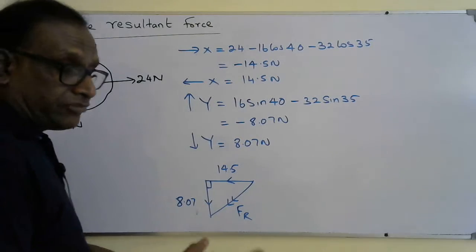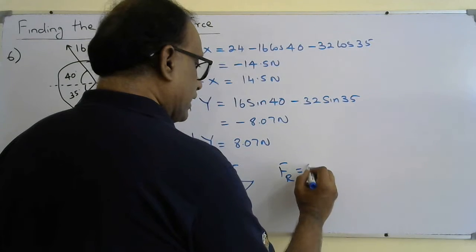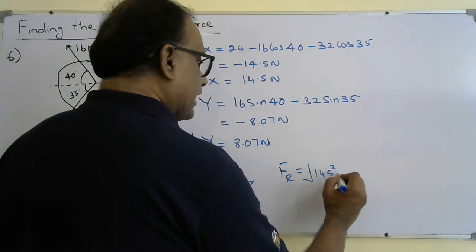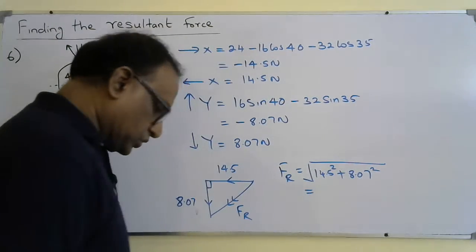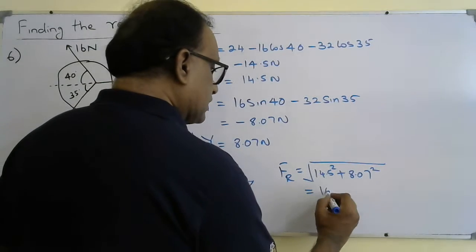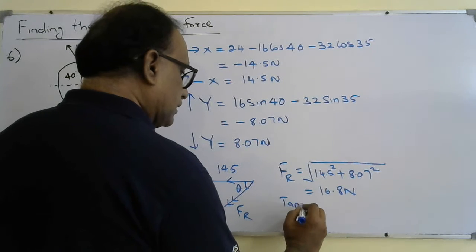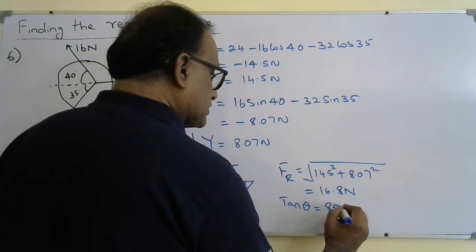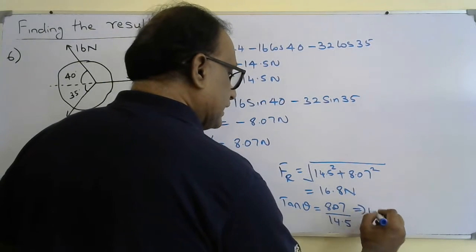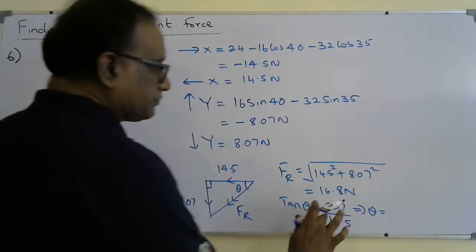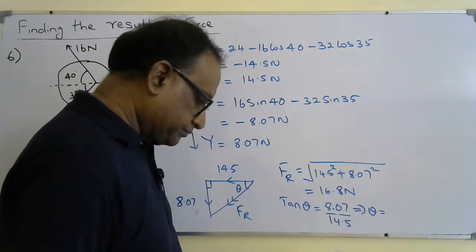So I can find the resultant by using Pythagoras theorem. So Fr, the resultant force, is equal to the square root of 14.5 squared plus 8.07 squared. That will be equal to 16.8 Newton. This angle you can find, theta. So tan theta equals opposite 8.07 over 14.5. From this, theta equals tan inverse. Take it, you'll get 29 degree.